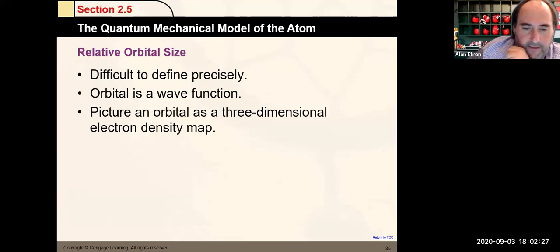So when we talk about orbital size, they're really what are known as wave functions, and we definitely don't get into wave functions in this class. If you continue on in your chemistry career, you probably will hit a class known as physical chemistry.